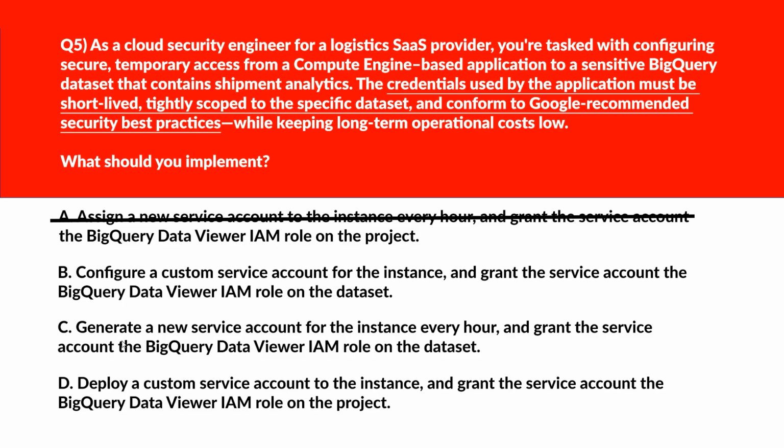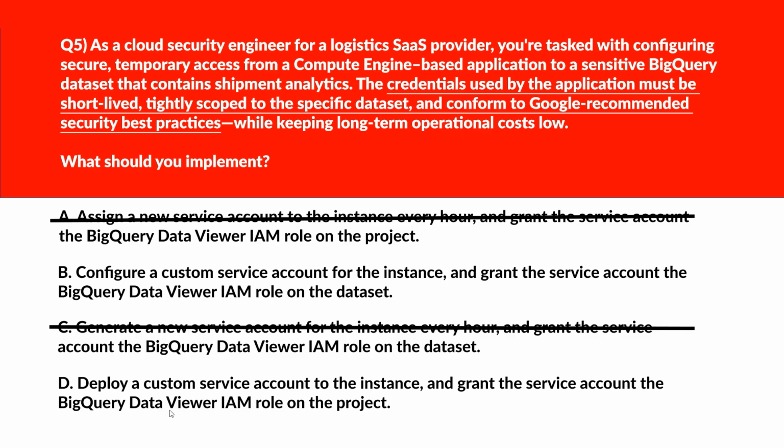We'll move to C. C says generate a new service account for the instance every hour and grant the service account the BigQuery data viewer IAM role on the dataset. Just like option A, frequent credential rotation is excessive and is not aligned with Google's recommended best practice. Let's delete this. We'll move to D.